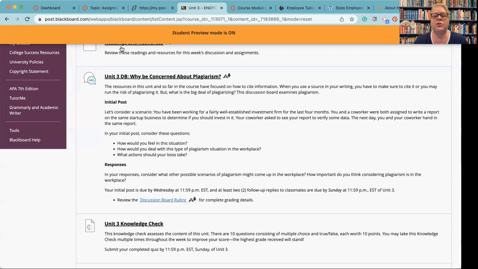You've been working for a fairly well-established investment firm for the last 4 months. You and a coworker were both assigned to write a report on the same startup business to determine if you should invest in it. Your coworker asked to see your report to verify some data. The next day, you and your coworker hand in the same report.